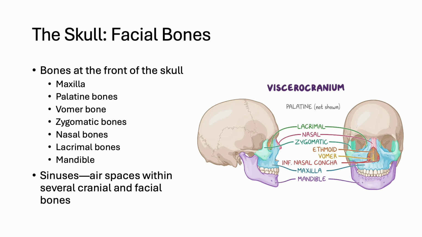The nasal bone creates the bridge of the nose, while the lacrimal bone contains openings for the tear ducts. The palatine bone forms part of the hard palate, and the vomer contributes to the nasal septum. Several facial and cranial bones contain sinuses, which are air-filled cavities that lighten the skull and improve resonance of voice. These bones work together to support vital functions like eating, breathing, and sensory perception.